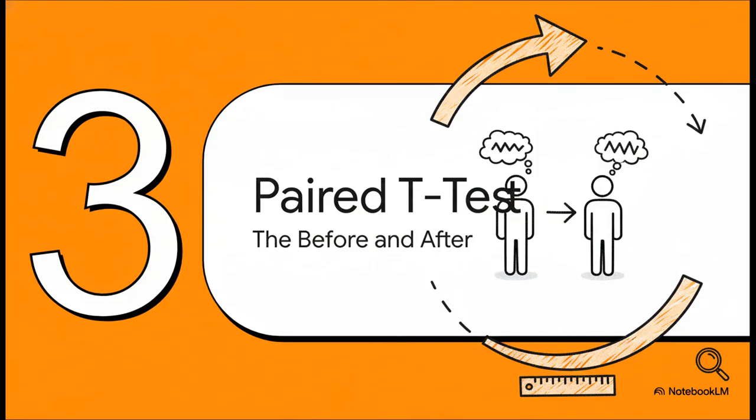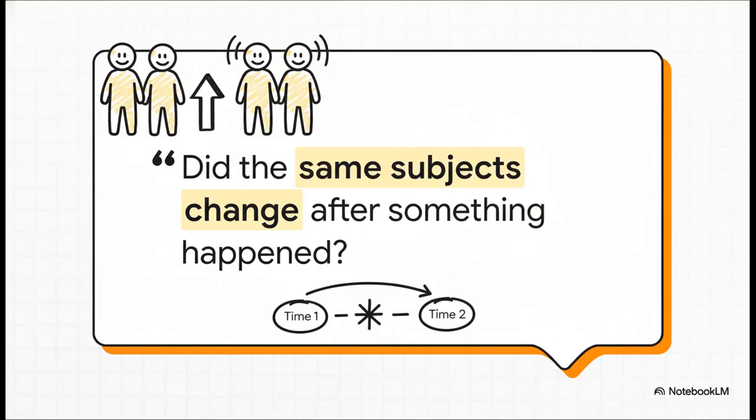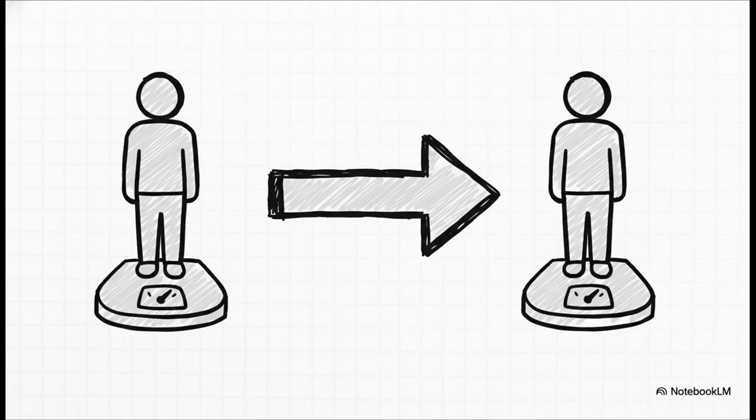Now for our last scenario. And I gotta say, this one's my favorite because it's all about measuring change within the very same group. The whole question here is about tracking progress. We're looking at the exact same people, but we're measuring them at two different points in time, usually before and after some kind of event or an intervention. A classic example is a new diet plan. You want to know if it actually works, right?